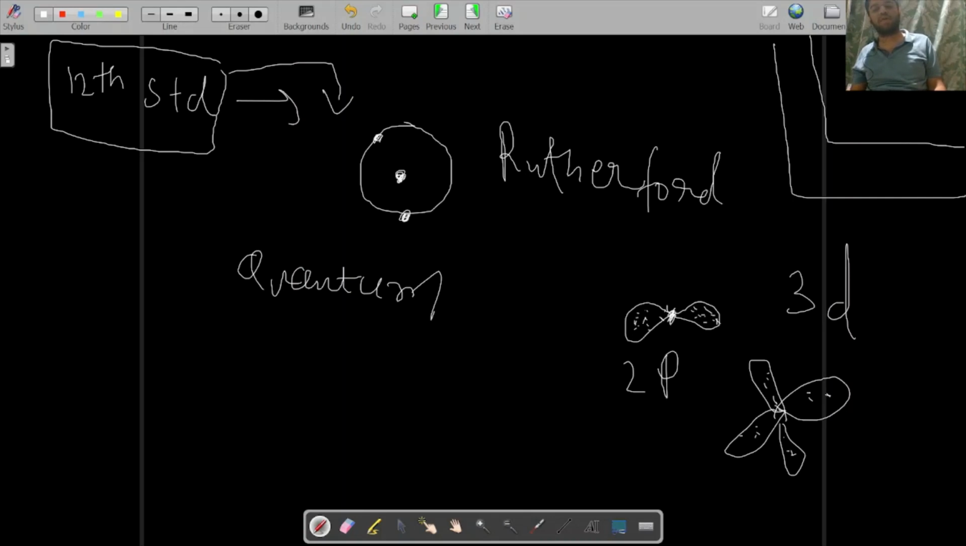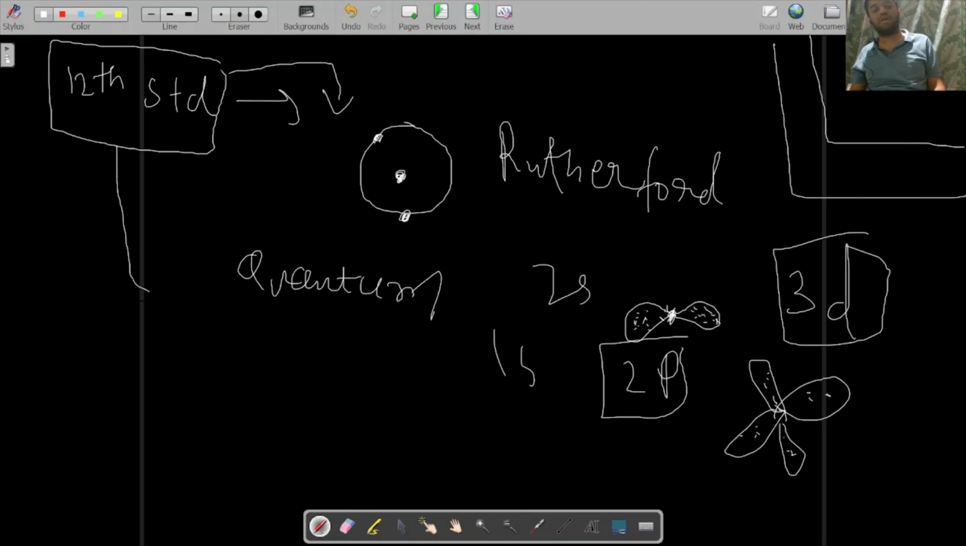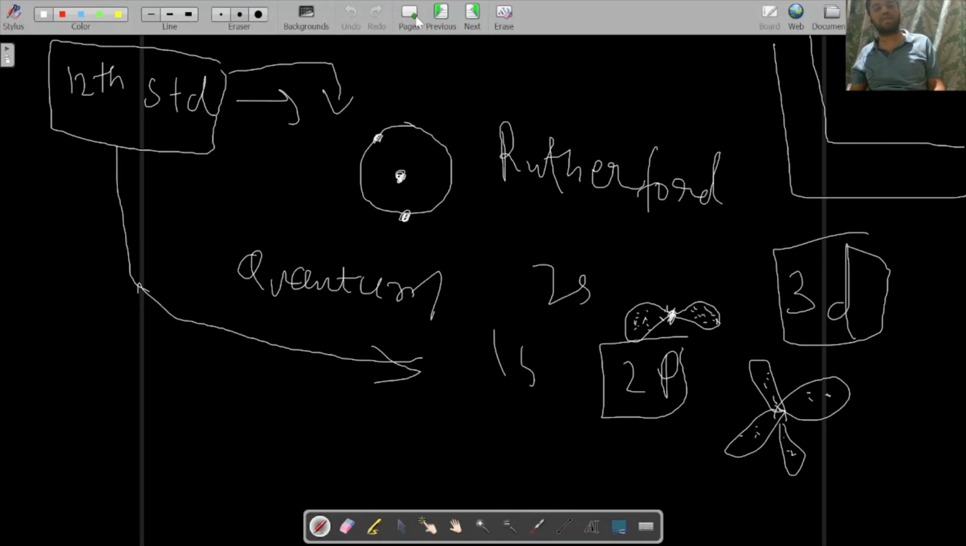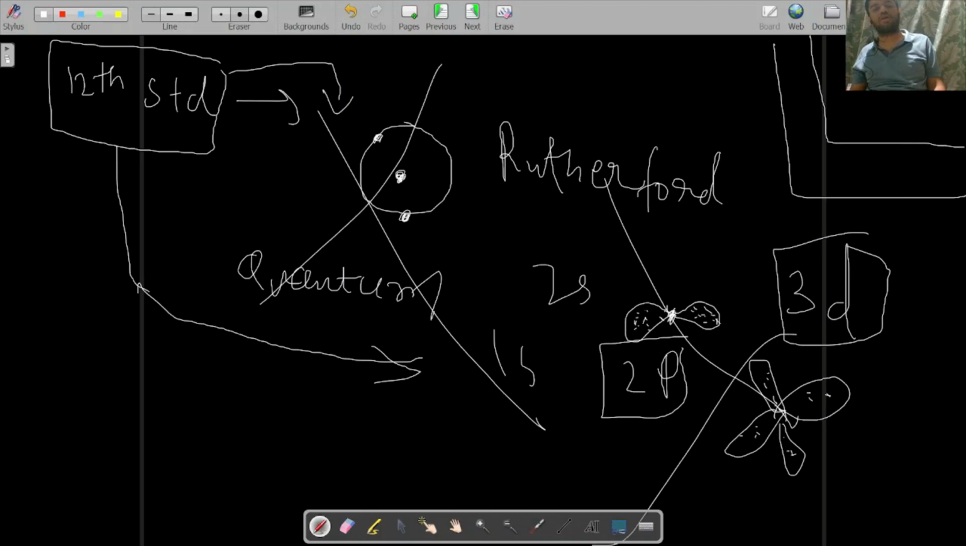And many more are there. I had told you this is a part of chemistry, okay? 2p, 3d, and 2s, 1s, all those things were the focus till 12th standard. Now, what about when you went to engineering? When you went to engineering, the focus from all these things went off, okay? All these things were not at all important after engineering.